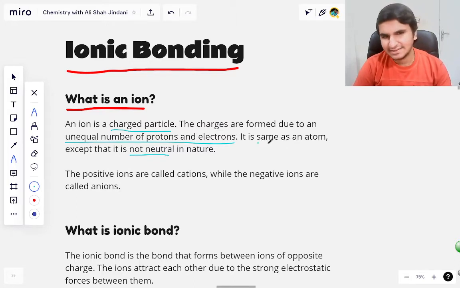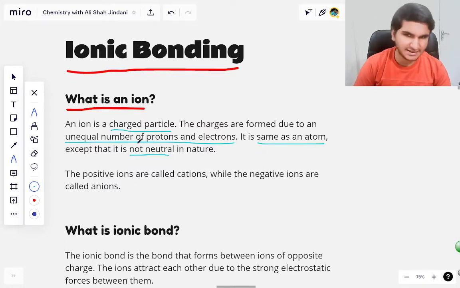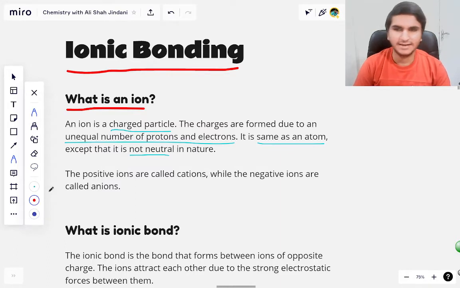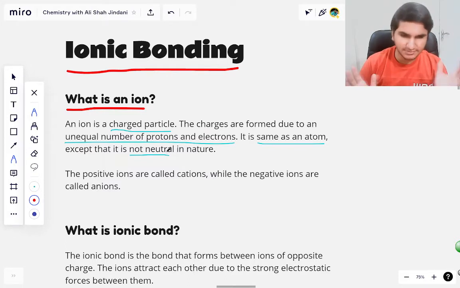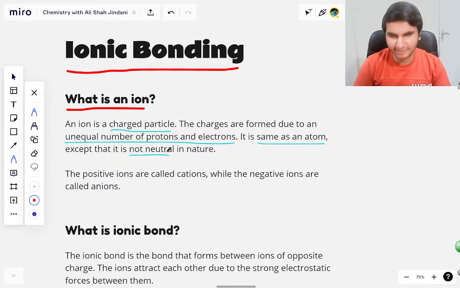Now it is the same as an atom, except that it is not neutral in nature. What do we mean by that? In the previous video, we discussed atoms, that they are the smallest of all particles that cannot be further broken down by any chemical means, right? Same goes for ions. Ions are also atoms. They are pretty much atoms, but we don't call them atoms because they carry a charge. Atoms do not carry a charge. So that is the basic thing that you need to know.